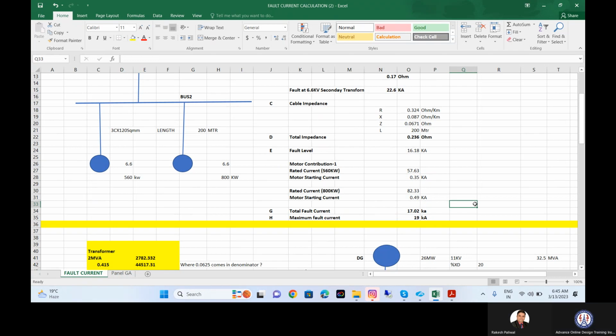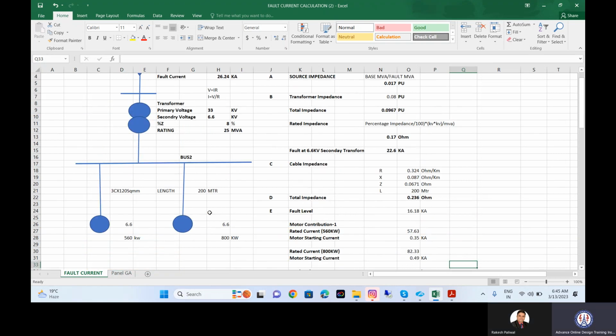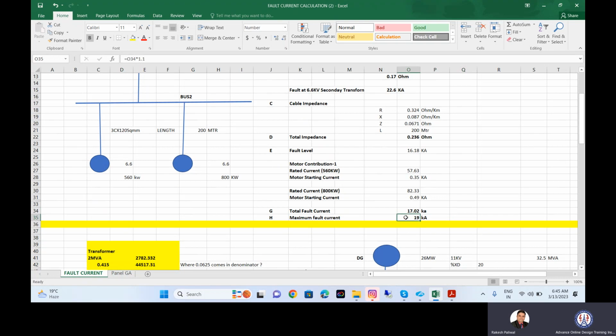Also, the maximum fault current you wrote last, what is the maximum fault current? As per IEC 60909, just multiply by a 10% margin and we will get the maximum value of the current.